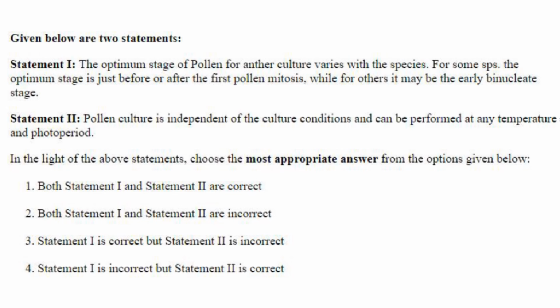Pollen culture is independent of the culture conditions and can be performed at any temperature and photoperiod. That is not correct. It is highly dependent on specific culture conditions, including temperature. So statement 2 is not correct, but statement 1 is correct. So the answer here is option 3.